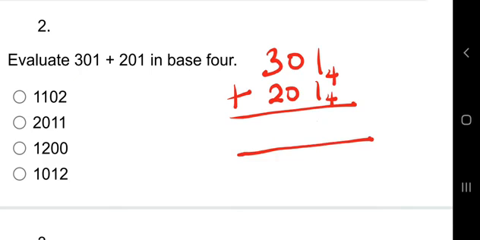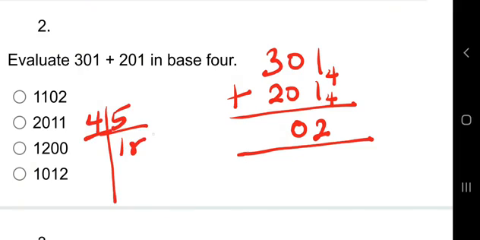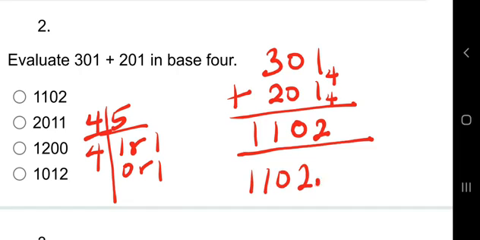1 plus 1 gives what? 2. We can write 2 down because 2 is less than 4. 0 plus 0 is 0. So 3 plus 2, that is 5, which is more than 4. We convert 5 to base 4. So we put 5 here, right? 4 in 5 is 1, remainder 1. Then 4 in 1 is 0, remainder 1. That is 11. So that means the answer is what? 1102 base what? 4. And that is this option here. I hope this is also clear.